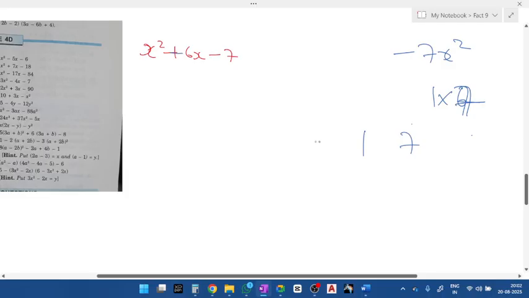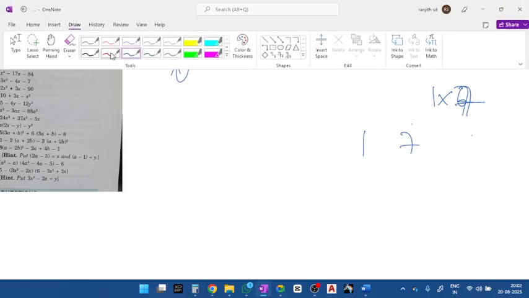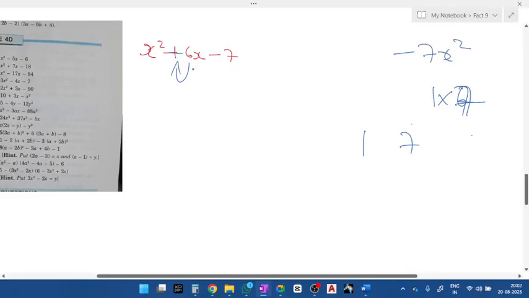One more thing I'll tell you. Remember this. Before 6, what's the sign we have? Plus. So that sign, always try to put it in the bigger number. Which is bigger here? 1 or 7? Now which sign should I put before 1?